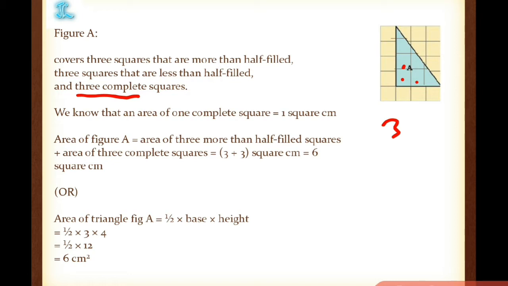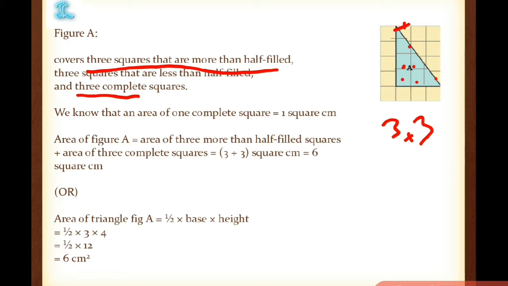Next, we will see more than half filled. More means ज्यादा, आधा से ज्यादा. So, this is more than half filled, 1. This is also more than half filled, 2. And this is also more than half filled, that is 3. So, we got 3. I have written here: covers 3 squares that are more than half filled and 3 squares that are less than half filled. Less than half filled means आधा से कम. So, this is less than half filled.